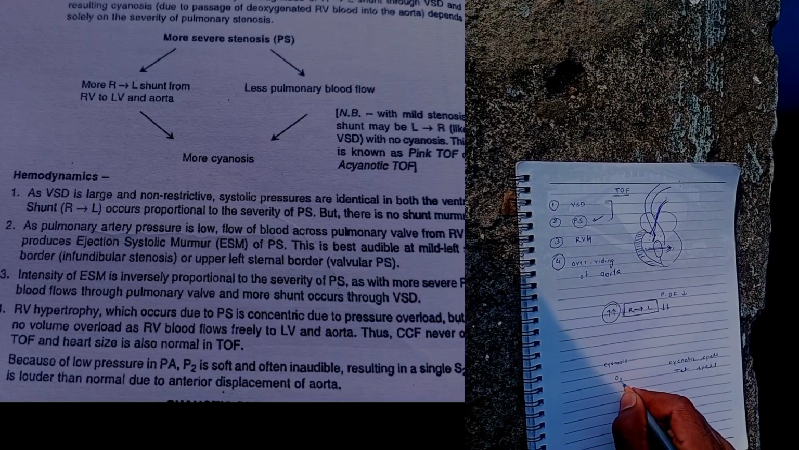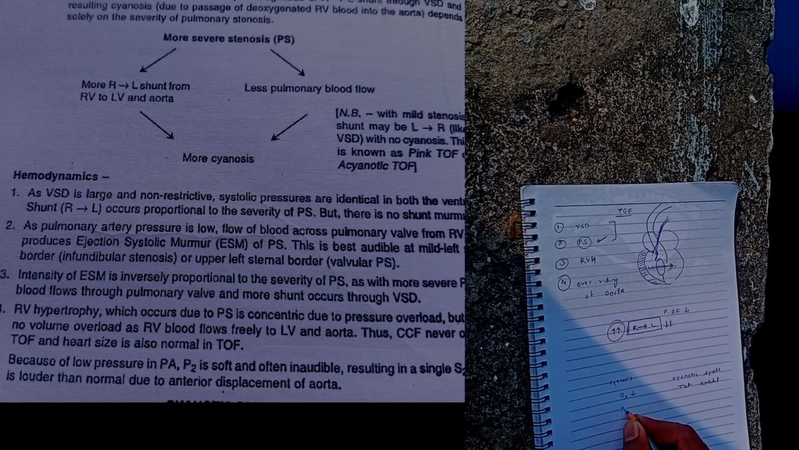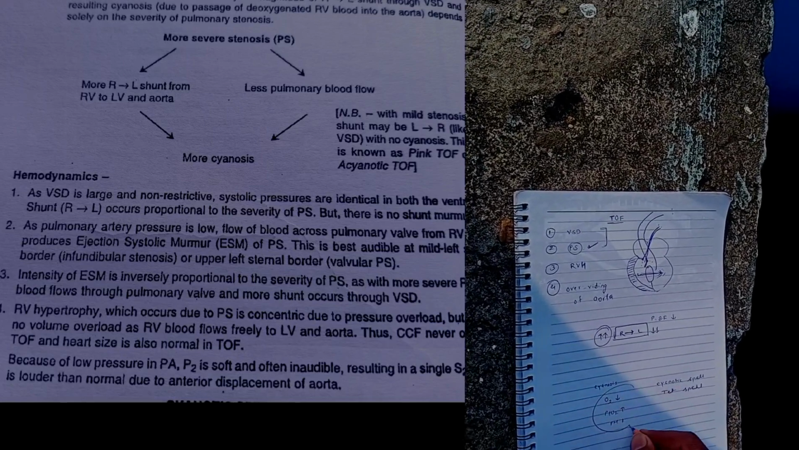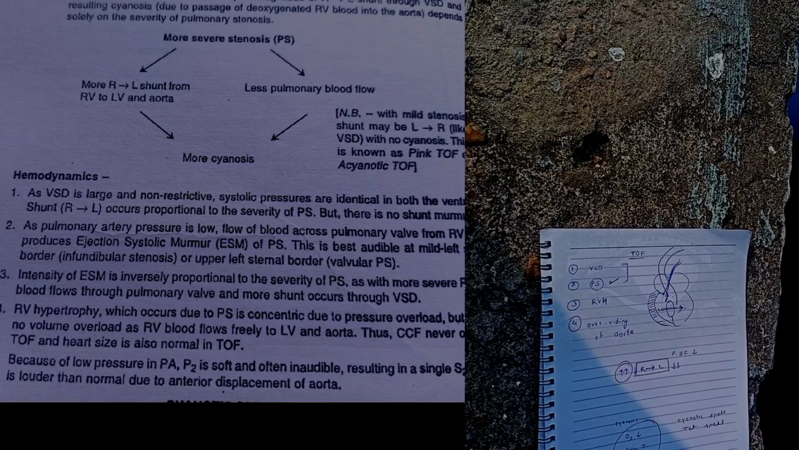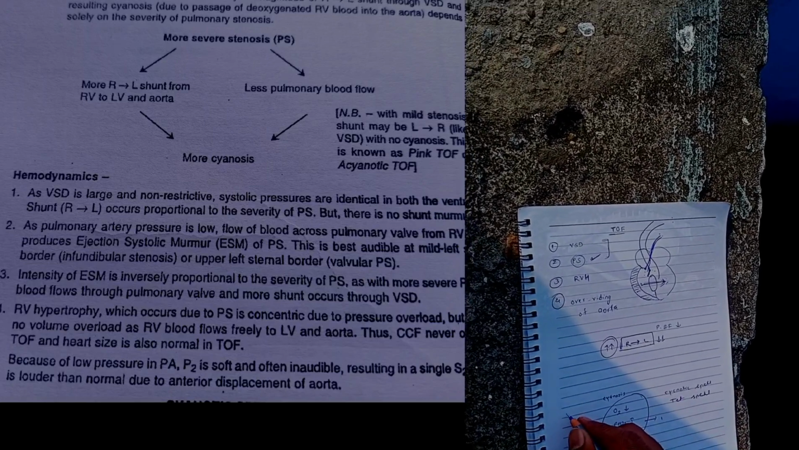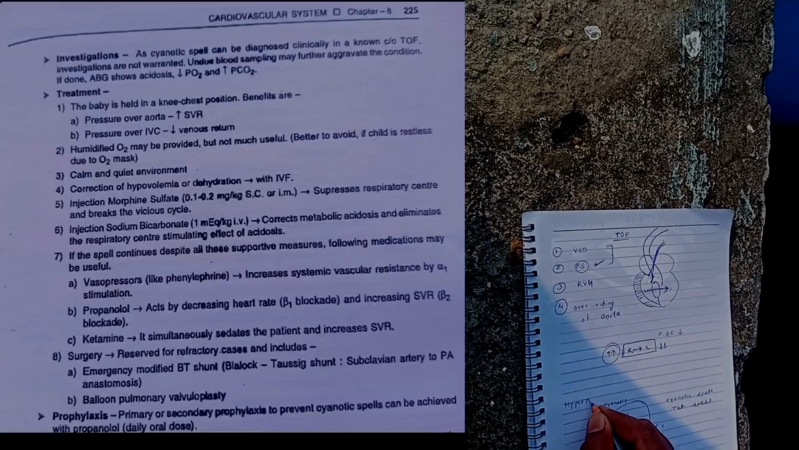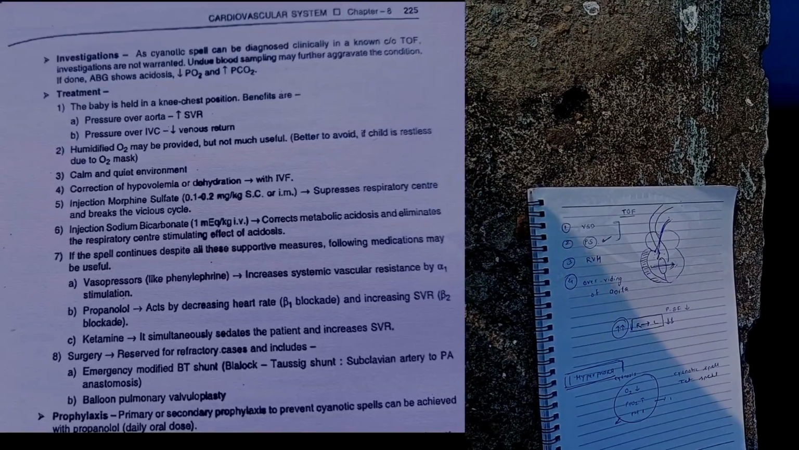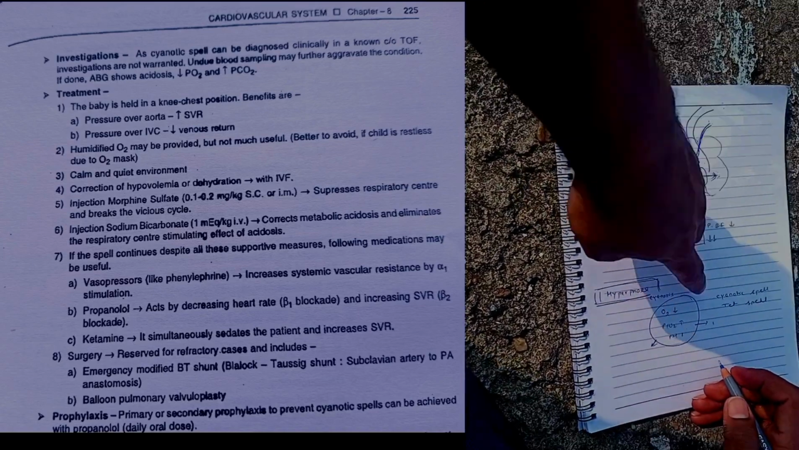In the chest X-ray, we will see a boot-shaped appearance because of the right ventricular hypertrophy. There is no heart failure in the case of TOF because there is no increased volume in the right ventricle, because the blood in the right ventricle is transferred to the left side through the aorta to the body. So there is no overvolume, and so there is no CCF.